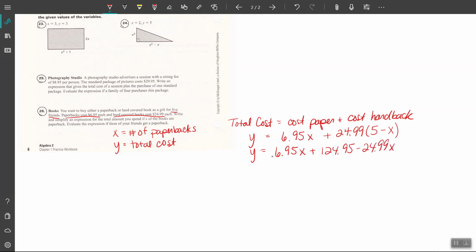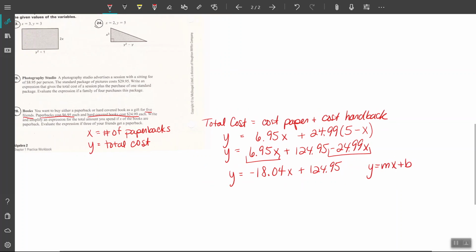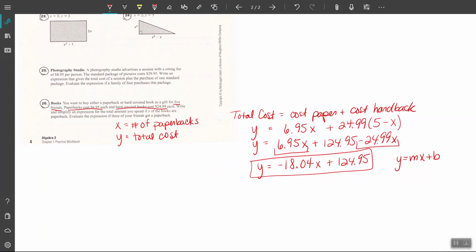All right, now I can combine these two like terms, right? They both have an x variable, so they can be combined. And when I subtract those, they have different signs, so they need to be subtracted. That's what I get. And then your constant doesn't change. That's your y-intercept. Again, here's your y equals mx plus b. This is y equals mx plus b form. All right, so there's your simplified expression. That's what they asked you to do in the first part.